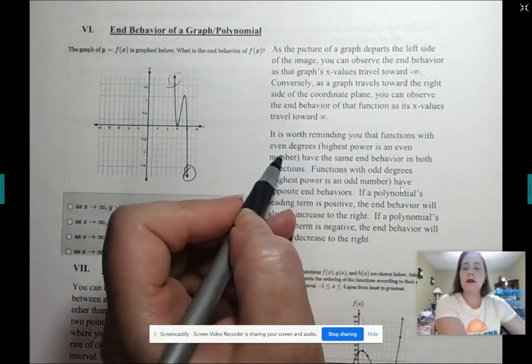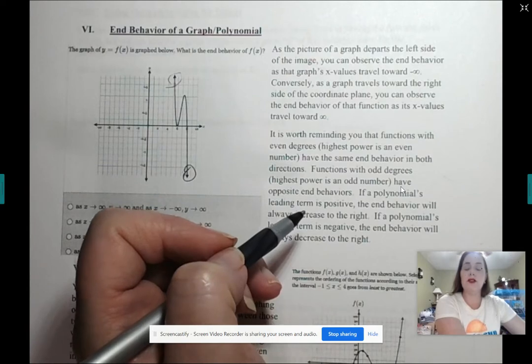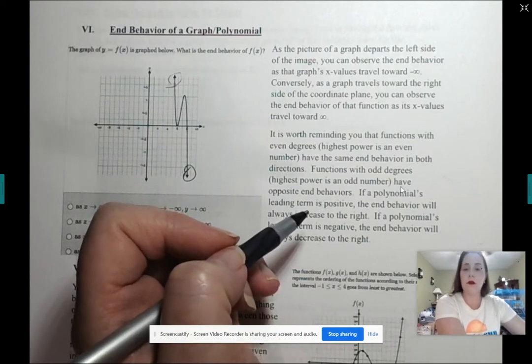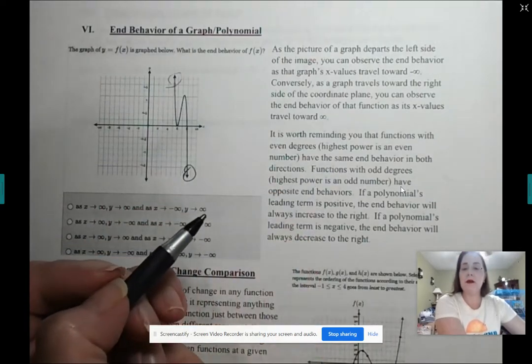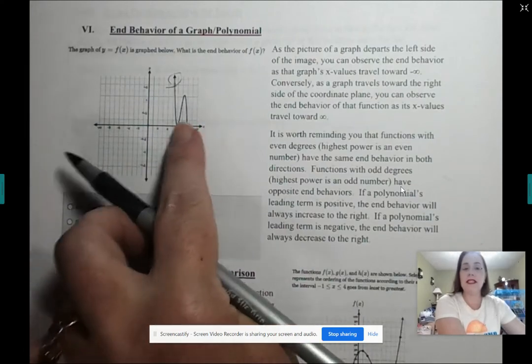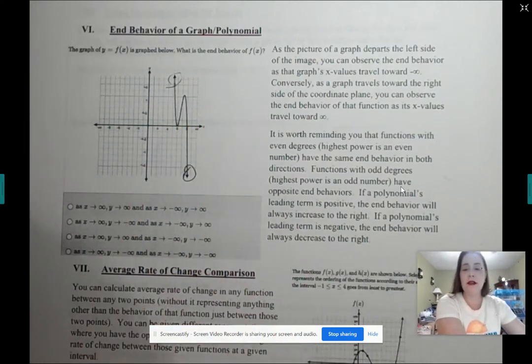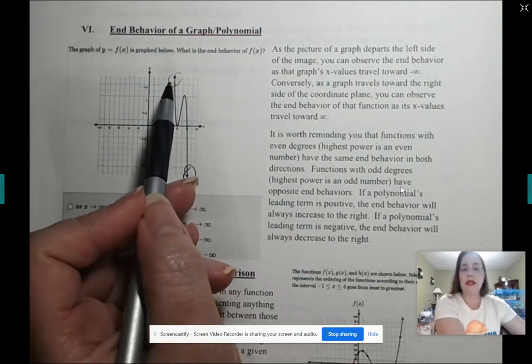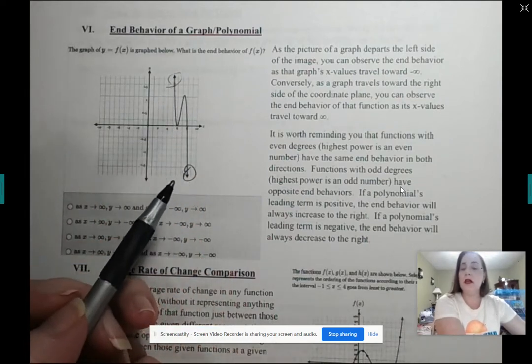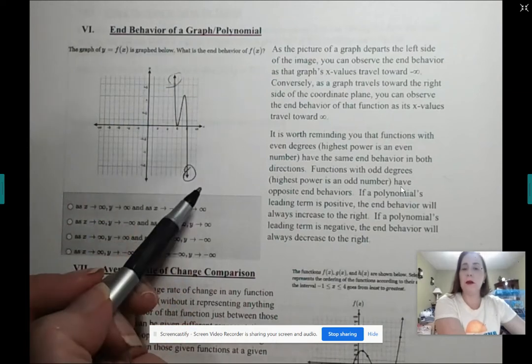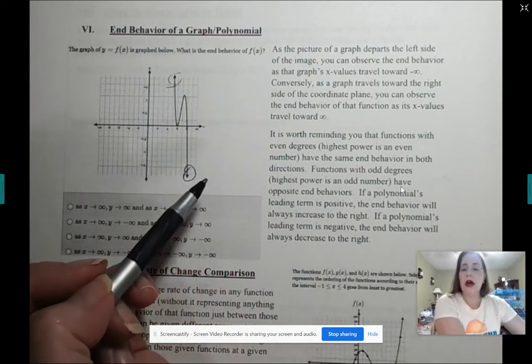Remember, functions with even degrees, like quadratics, quartics that have a fourth power, they're always going to have the same end behavior in both directions. So I can obviously tell that this is not an even degreed polynomial. Functions with odd degrees are going to have opposite end behavior. And that's what's happening here. This one's going up, this one's going down. So I know this is probably a third power or cubic function.